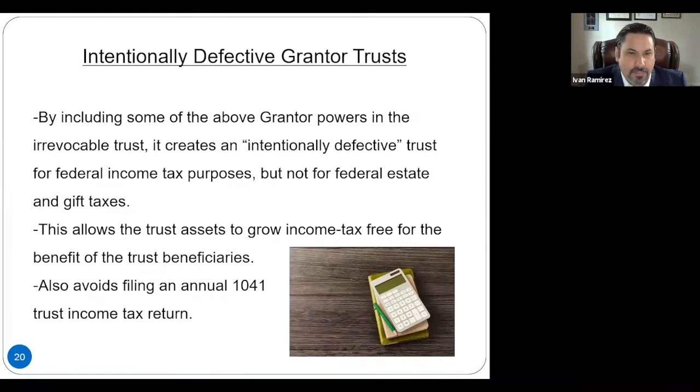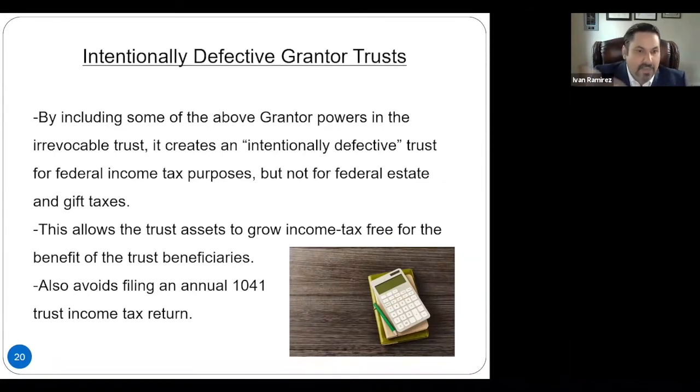Now, some people say, well, why is it called defective? Well, the reason it's called defective is because it's intentionally defective for income tax purposes, but not for estate and gift tax purposes. So let's use the example of grandparents who want to set up a trust fund for their grandkids. Let's say they make a gift of $50,000. Again, ignore gift taxes for this example. That's another analysis. But let's say they give $50,000 to the trust.